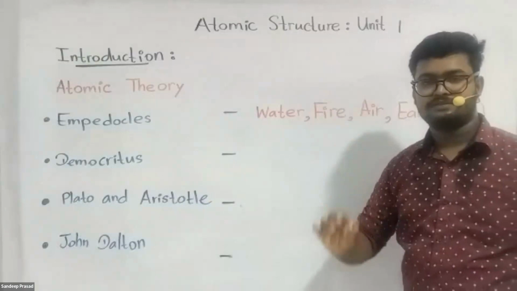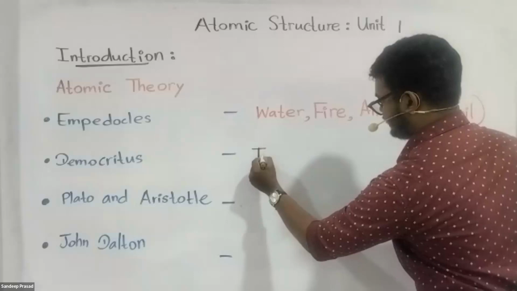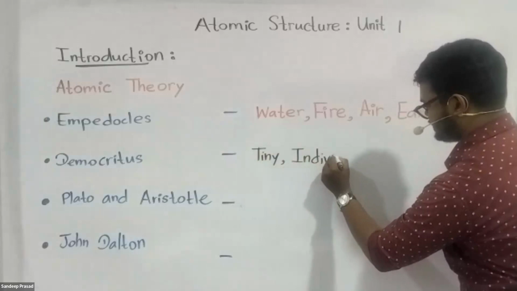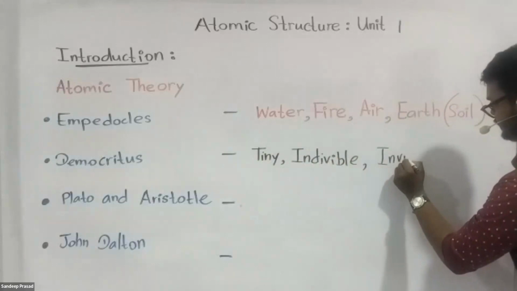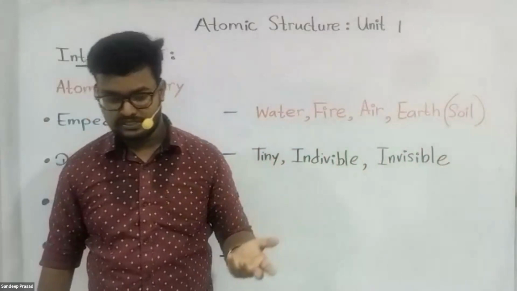So Democritus said that everything around us, that means matter, is made by tiny, indivisible particles. You know that indivisible means we cannot divide that one further, and invisible means we cannot see that one. That's very correct, because can you see the atom with our naked eye? No, we cannot see that one, right? We cannot see the atom with our naked eye.